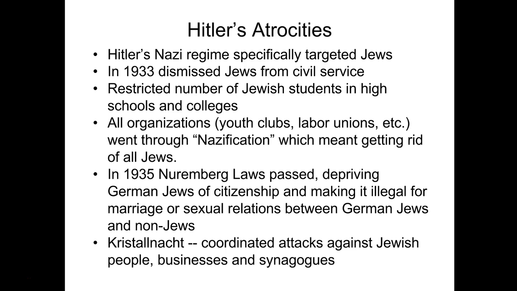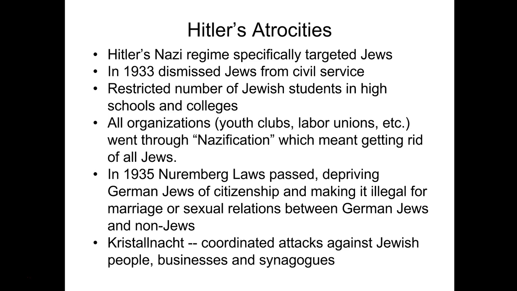All the organizations within Germany, including youth clubs, labor unions, teachers unions, go through what's known as Nazification, which means eliminating any Jewish people from participating in their club or organization. Two years later, in 1935, the Nuremberg laws are passed, which denies German Jewish people their citizenship and makes it illegal for a non-Jewish person to marry a Jewish person, or even for them to have sexual relations. So he has stripped away all rights of the German Jews.